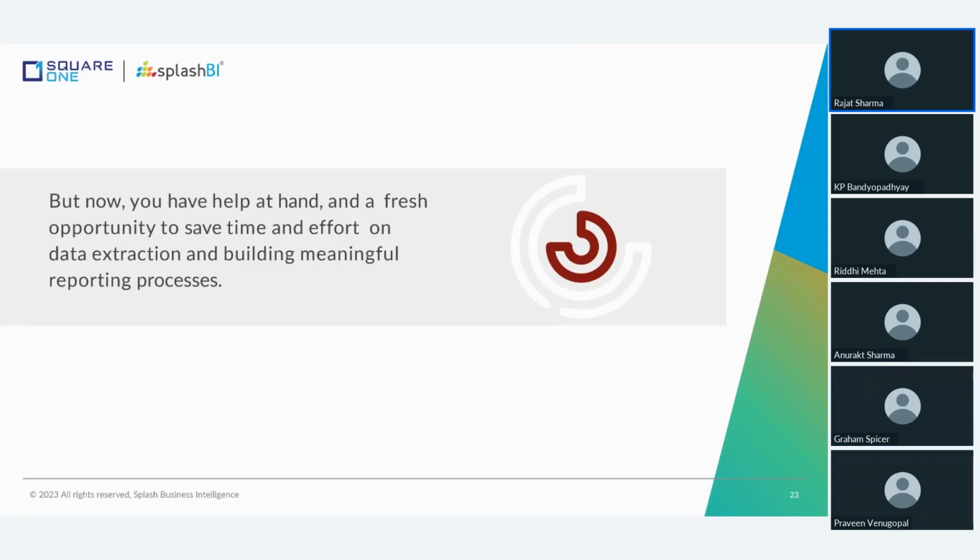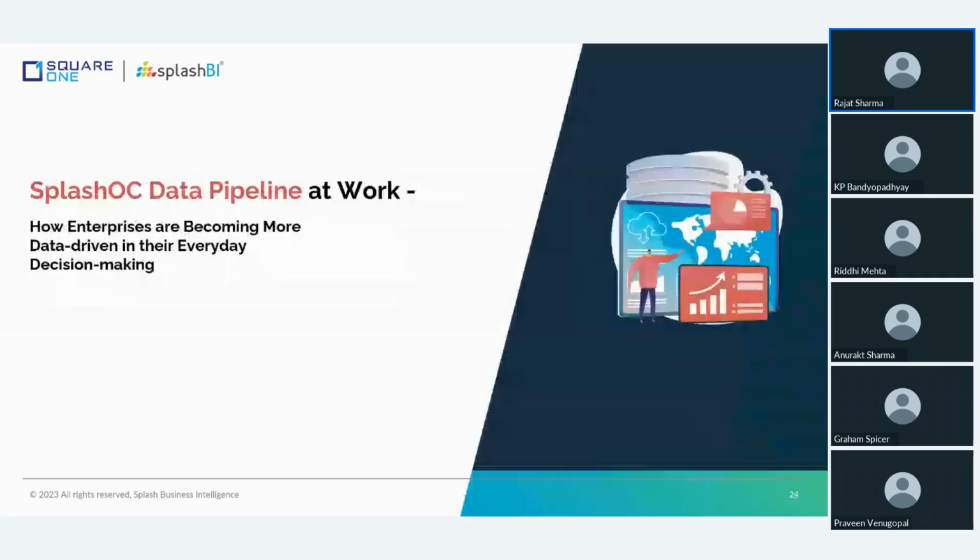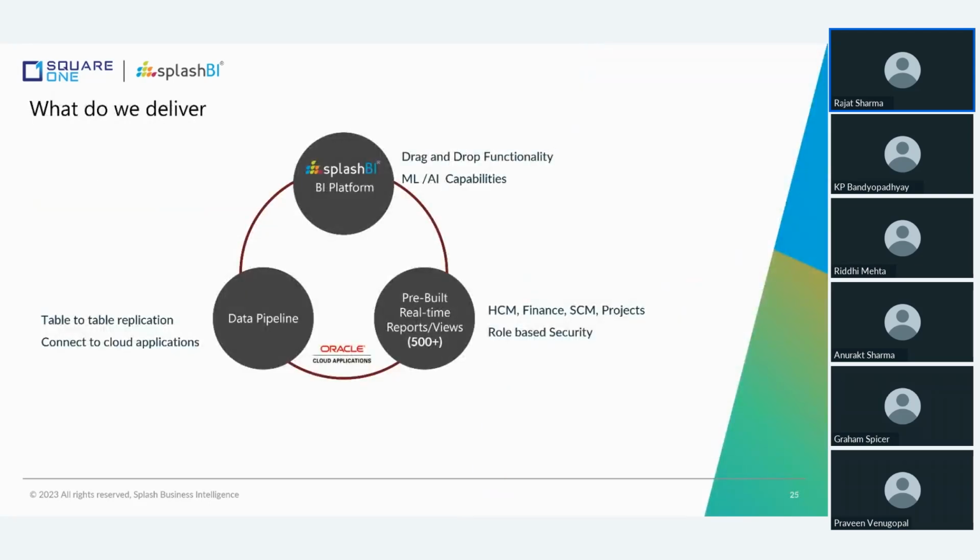Right. So how do we solve these typical data challenges, for me to be able to access the data that is sitting within the Fusion pod? This is where Splash OC data pipeline comes to work, right? Our customers are seamlessly using this data pipeline to replicate the data as well as do ad hoc analysis. Splash OC data pipe is built ground up to intuitively solve your data extraction challenges on the road to data centricity.